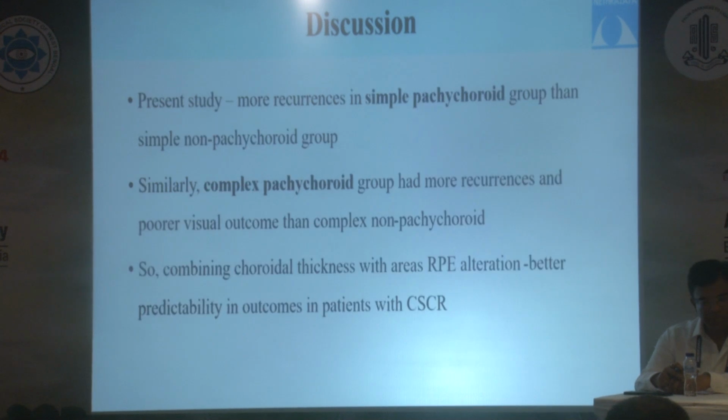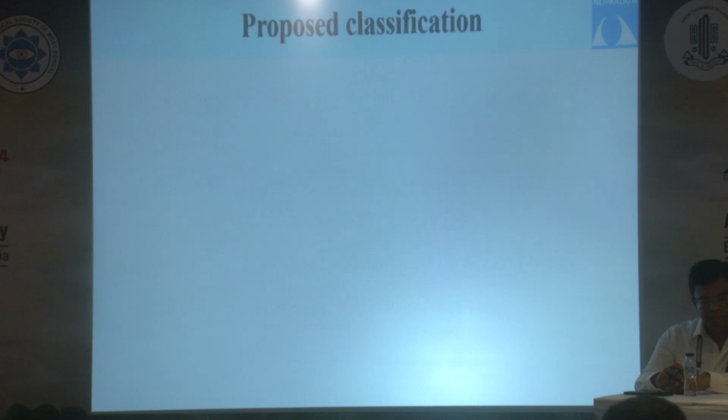with or without pachychoroid. For example, in the present study, more recurrences were seen in the simple pachychoroid group than in the simple non-pachychoroid group. Similarly, the complex pachychoroid group had more recurrences and poorer outcome than the complex non-pachychoroid group. So combining choroidal thickness with areas of RPE alteration gave better predictability in the outcomes in patients with CSCR.